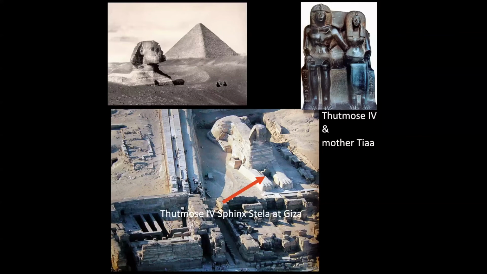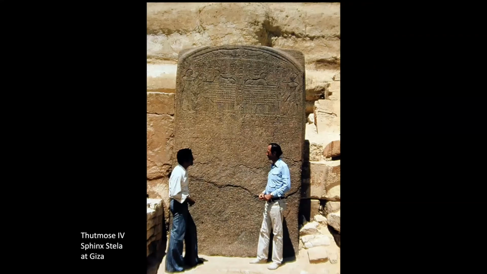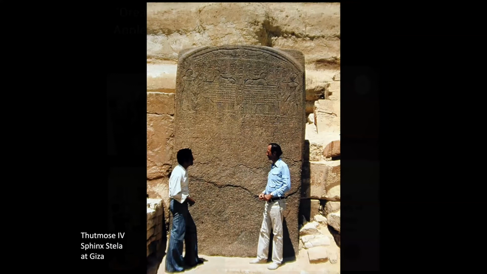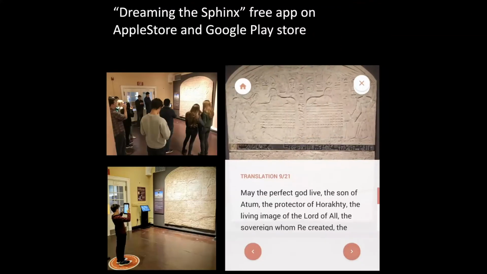Basically, he has a dream and the Sphinx appears to him and says that I'm covered in sand, and if you'll dig me out, I will make you pharaoh. And that's what happens. And so the young prince is made king, and he erects this stela with the text right there. So in the Harvard Museum of the Ancient Near East, we have a resin replica of this text, and you can aim your phone at it, and it behaves like a QR code.